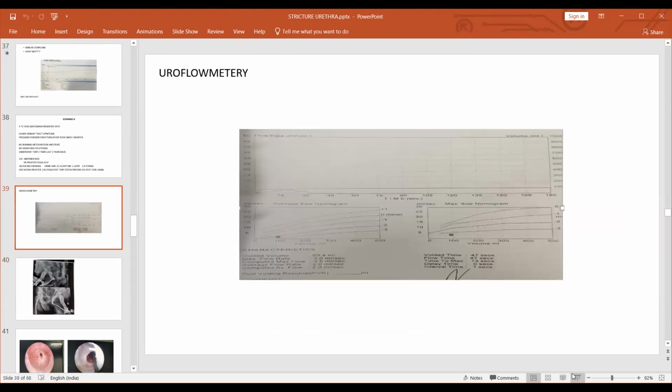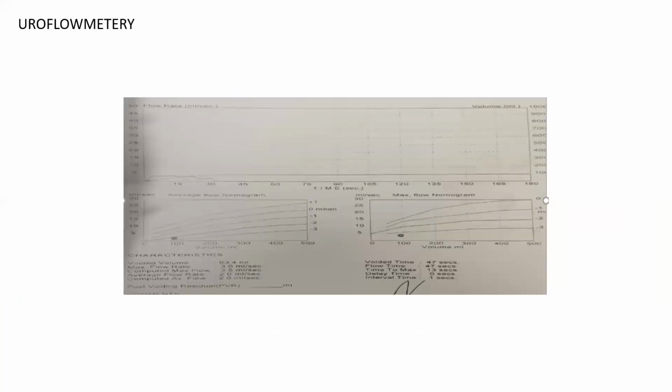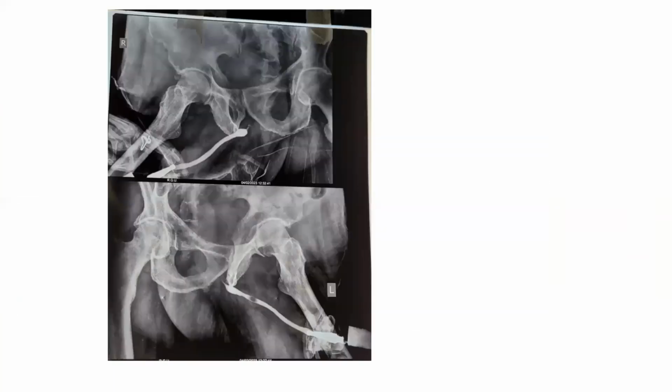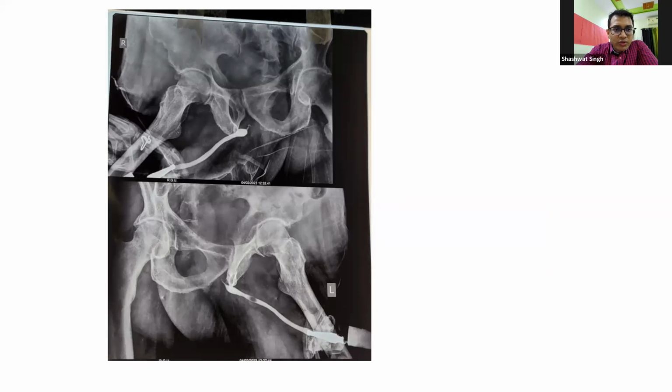Can you just enlarge? Hardly any flow. Okay. Show RGU. Sir, RGU is showing smooth narrowing in the bulbar urethra, sir, but the contrast is not going into the posterior urethra or the bladder, sir.